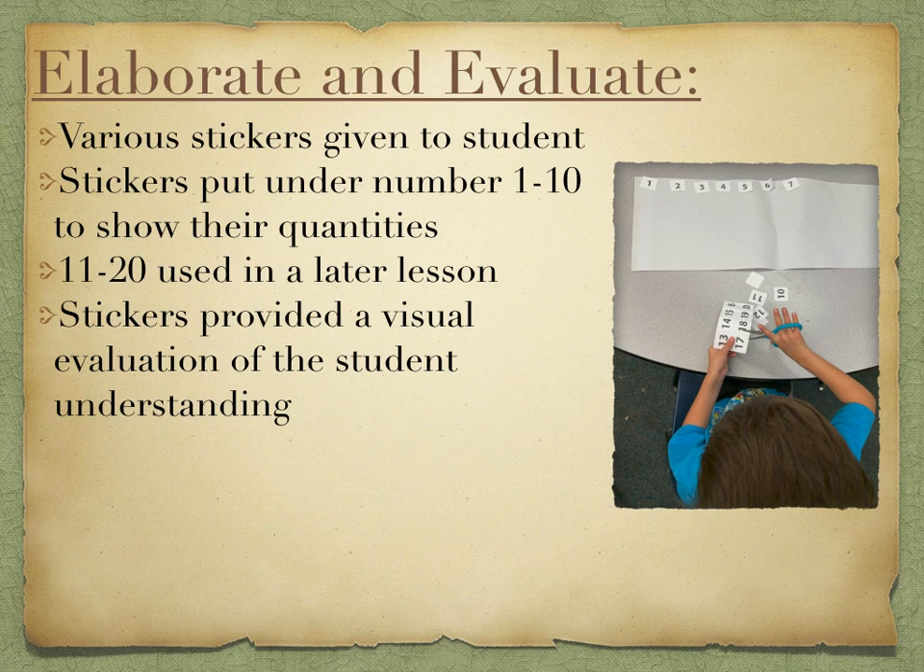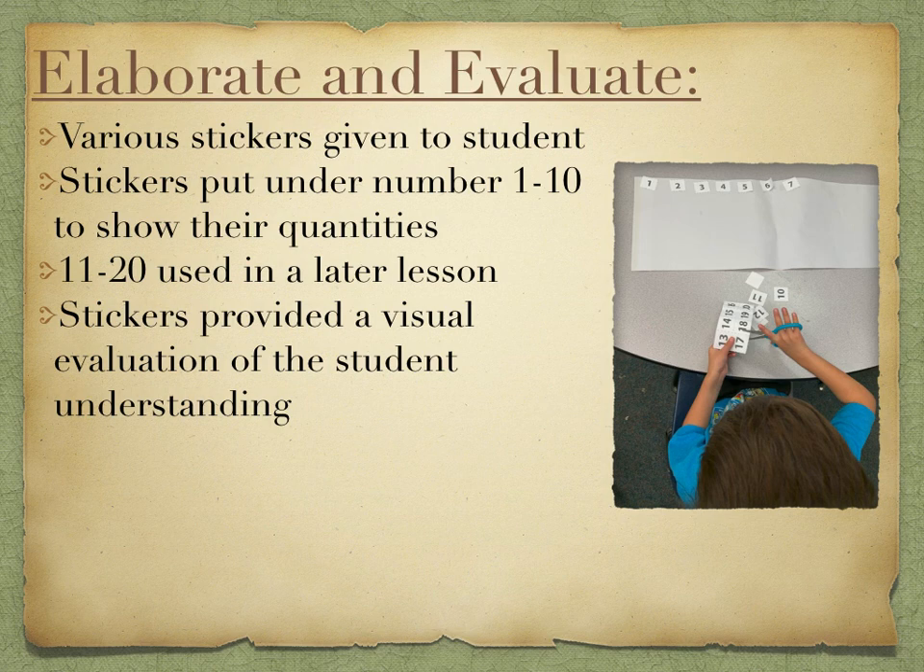So if he accidentally put 5 stickers underneath number 4, then I was able to see, oh, it was an accident, he took it off, or maybe he was really confident in putting it down and didn't even check that it was a mistake, and then I would know that, hey, maybe we need to go back and work on number 4.